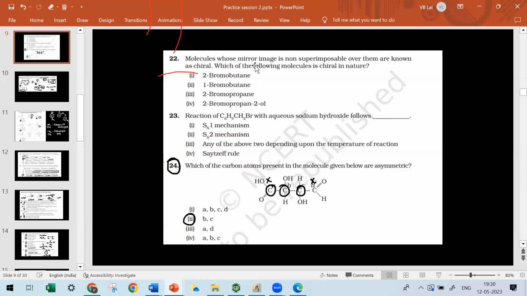Now look at the first one. Molecules whose mirror image is non-superimposable over them are called chiral. Which of the following molecules are chiral in nature? 22. Who will tell me the answer for 22?